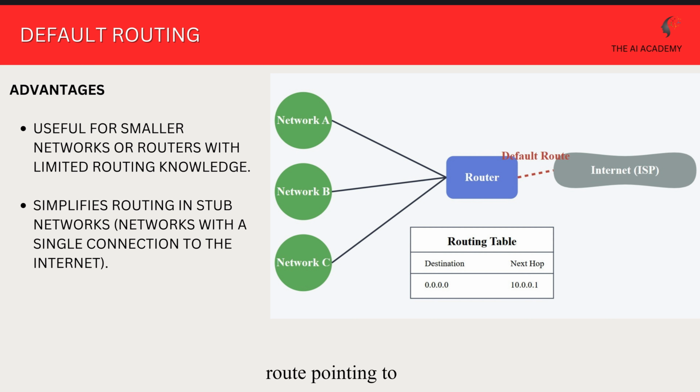Example: a default route pointing to 10.0.0.1 might look like destination 0.0.0.0, next hop 10.0.0.1. Here, 0.0.0.0 represents all destinations that are not covered by more specific routes.